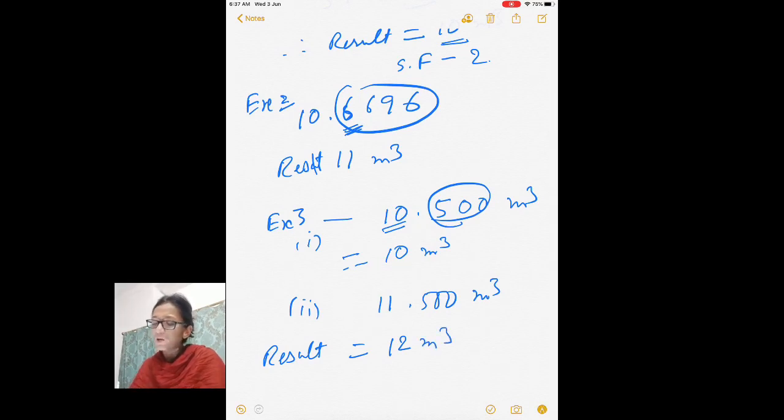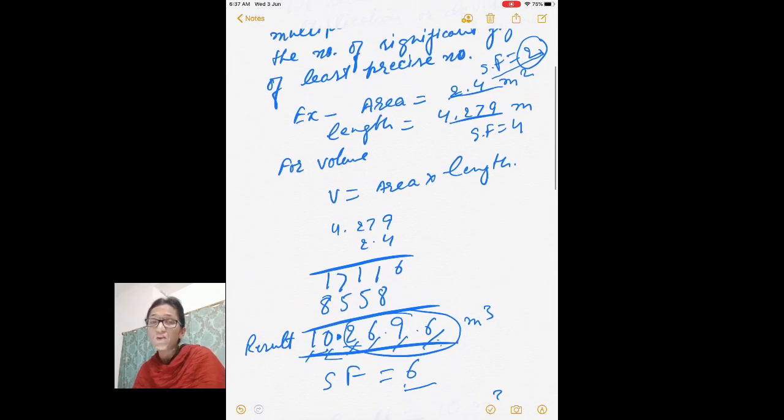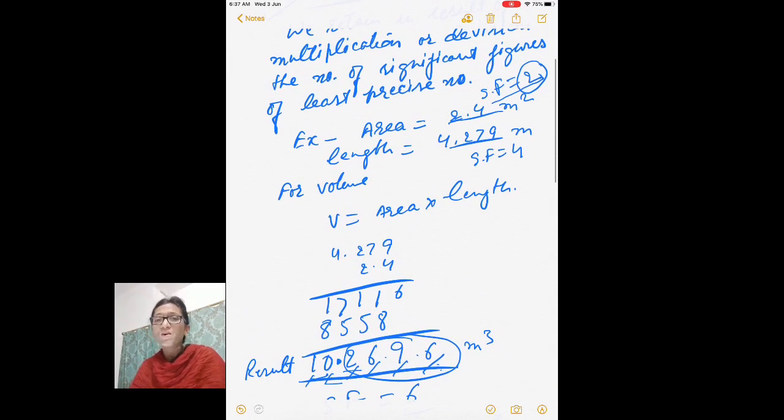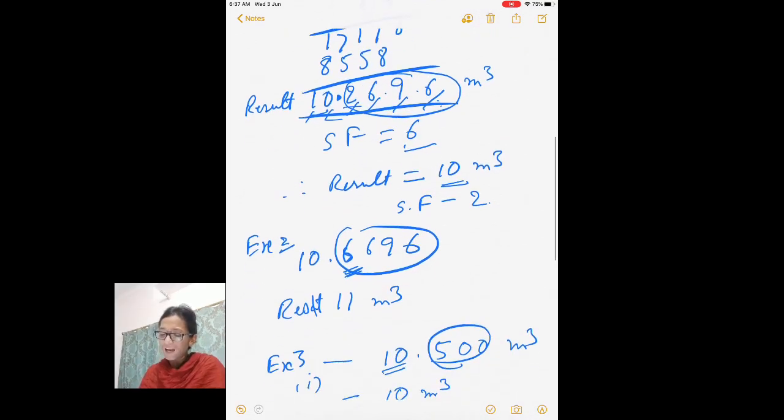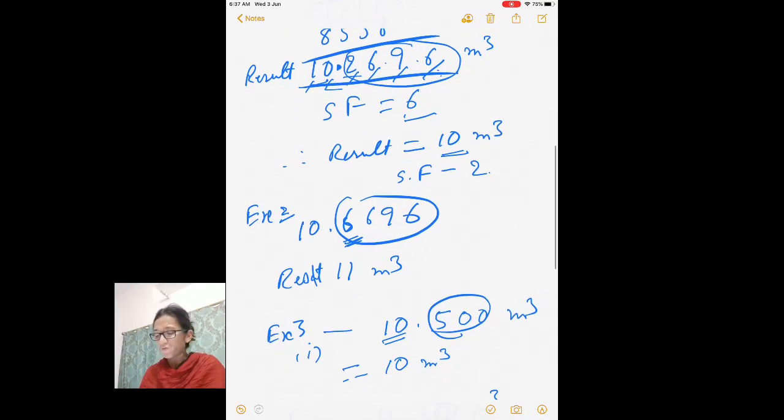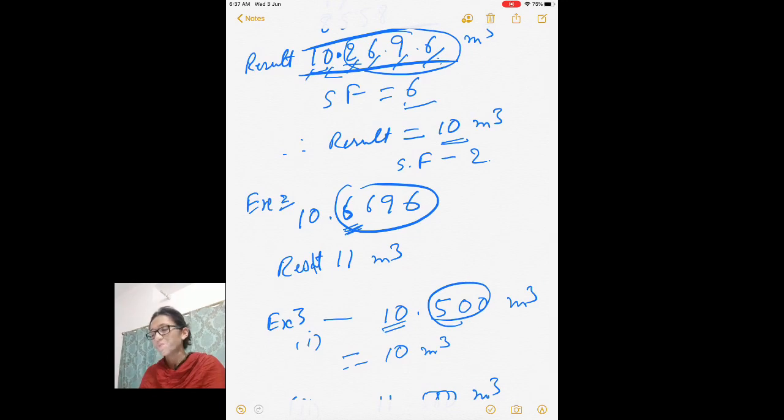So these are the rules of rounding off. Why do we round off? Because in principle, the final result after doing certain mathematical operations on two calculated values should not be more precise, more accurate than what you have calculated. And this is why we round off the result.